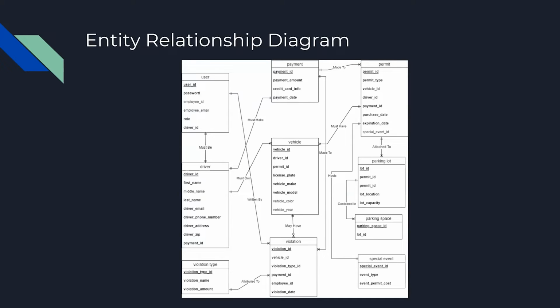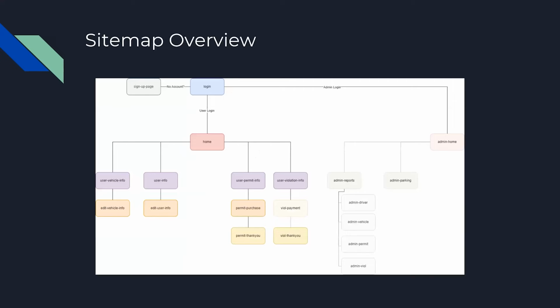This is our entity relationship diagram. I'll just go through this briefly. We have several tables broken up by user, driver-specific vehicles, and then violations and violation types. We'll get into this more as we go through our site itself, so we're just going to go by this for now.